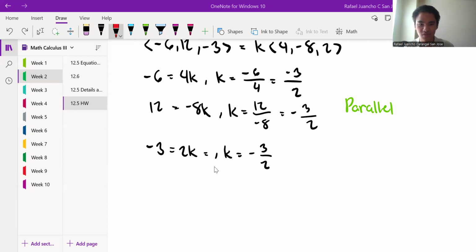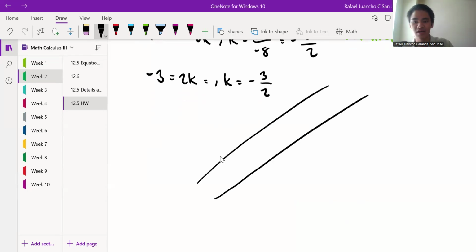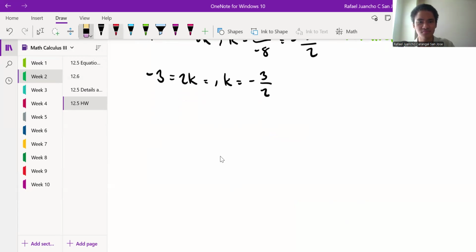But the intuition in 2D is if two lines are parallel, then they're always parallel. They will never intersect. But what's the harm in trying? So we're going to check if they intersect. If they intersect, then I'm going to be shocked. But I highly doubt it will work. But just to be sure.